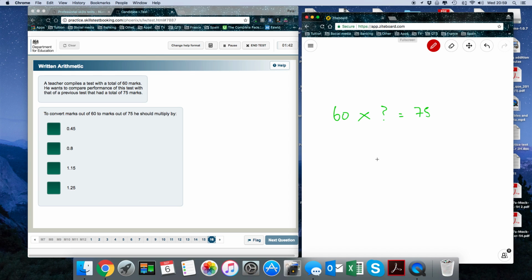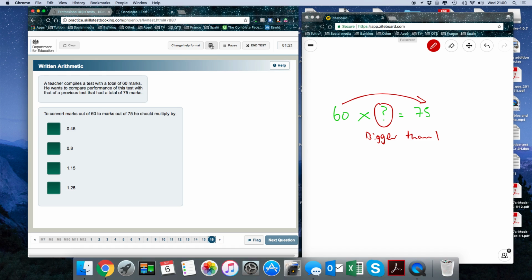Now let me give you a little bit of smart thinking for it. If you're going to multiply 60 and you're going to end up with a bigger number, then this question mark here needs to be bigger than 1. So that would rule out 2 of our options. It can't be the first one or the second one. So you just try the other 2. And look, I've got a minute and 20 left and this is the last question, so I've got time to do it. I just do 60 times 1.15. There you go, it's the wrong answer. Not a problem. We just try the next one. 60 times 1.25. You get the right answer.